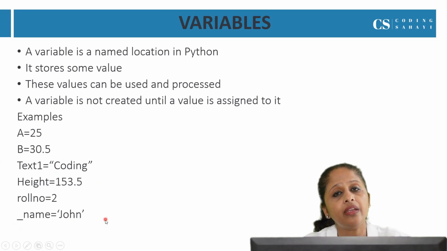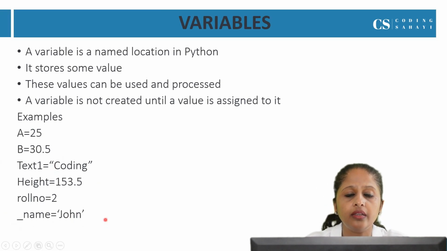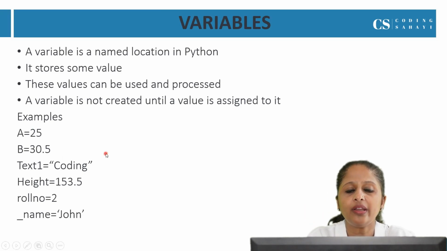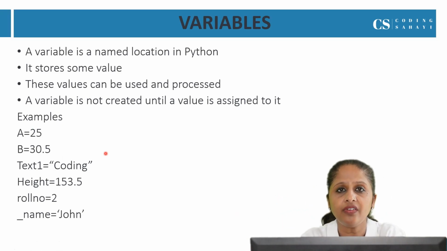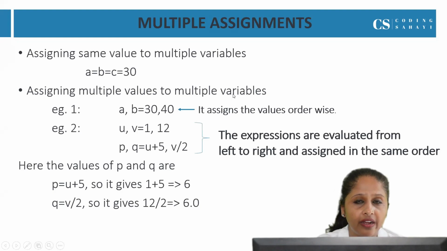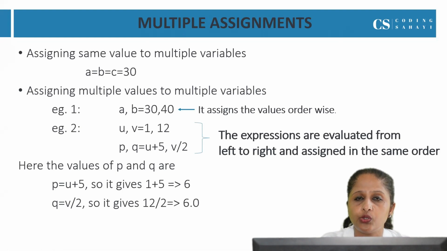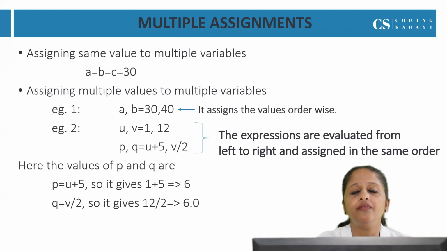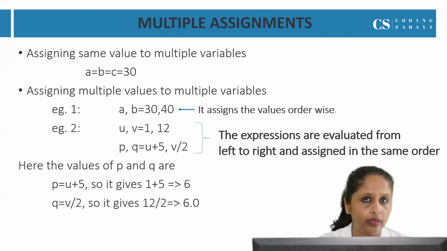Not only values, even expressions can be given to a variable, like x is equal to y plus z. If you simply write a variable a or x, then it will not be created. Whenever you assign a value to the variable, only then will a variable be created. Now we have seen that to a variable we are assigning one value. But Python allows us to assign multiple values to a single variable and multiple values to multiple variables at the same time. So let's see how it works.